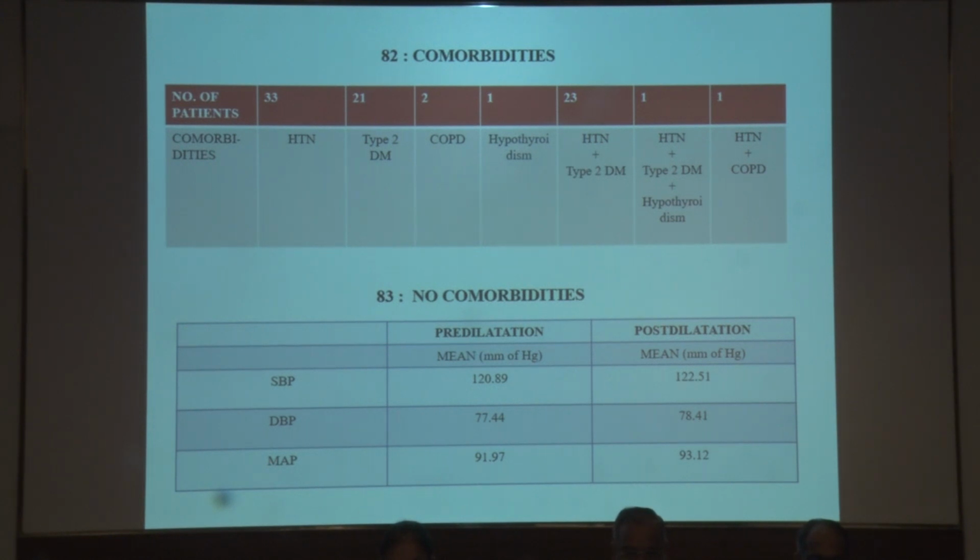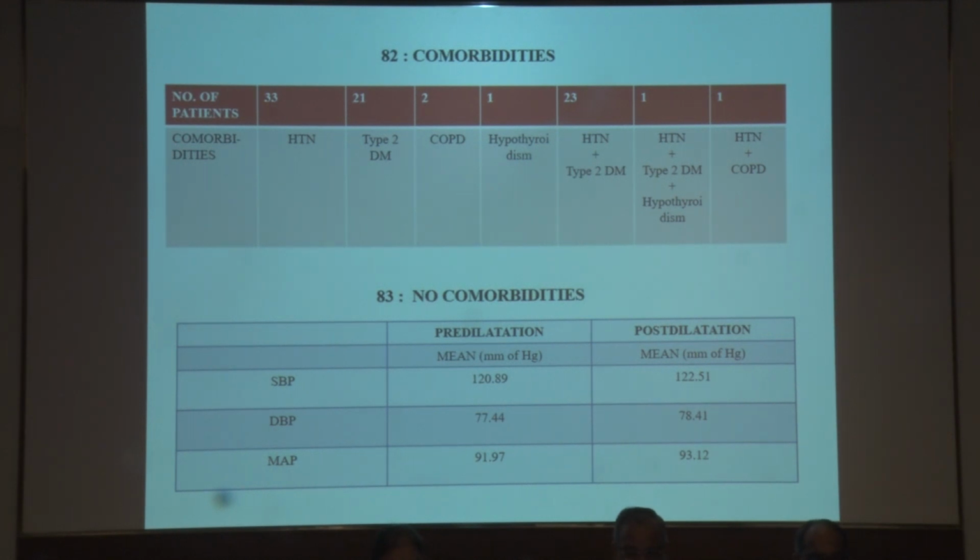Amongst the 83 patients with no comorbidities, the mean systolic blood pressure prior to the instillation of eye drops was 120 and post-dilatation was 122. The mean diastolic blood pressure prior to the instillation of eye drops was 77 and that post-dilatation was 78.